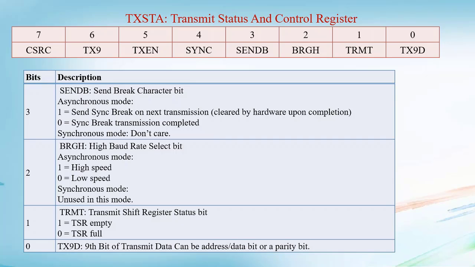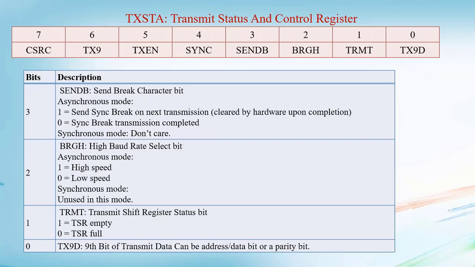2nd bit BRGH, high baud rate select bit. In asynchronous mode, if this bit is equal to 1, it will work at high speed. If it is equal to 0, it will transmit data at a low speed. In synchronous mode, it is not used.